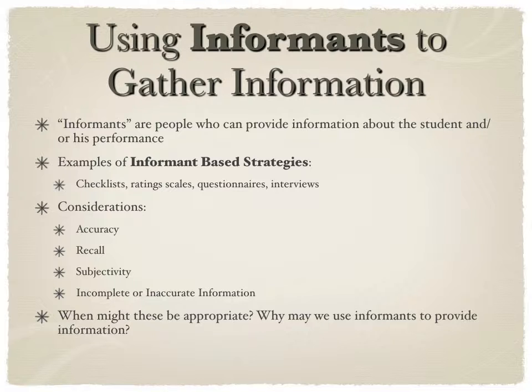We've spent a lot of time so far in the lecture talking about informal strategies, but using informant strategies is where we talk with people who can provide information about the student and his or her performance. An informant is any person who can provide you with information about the child and their achievement. Informants may be tutors, intervention specialists, regular education teachers, parents, anybody that works with a child and has information about his or her performance.